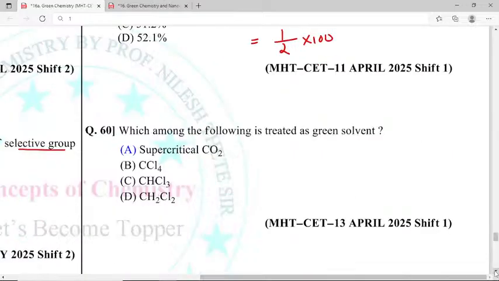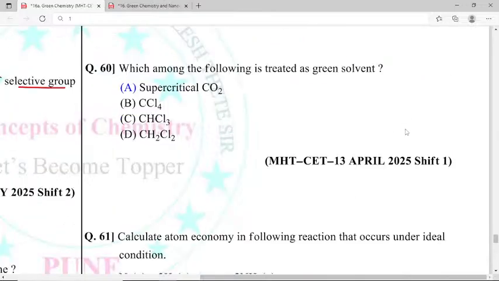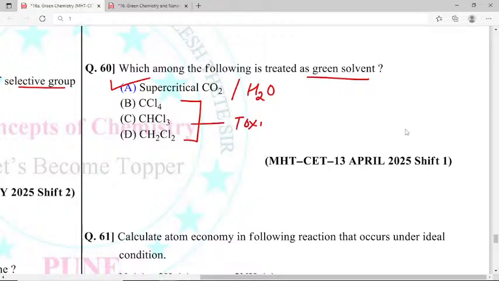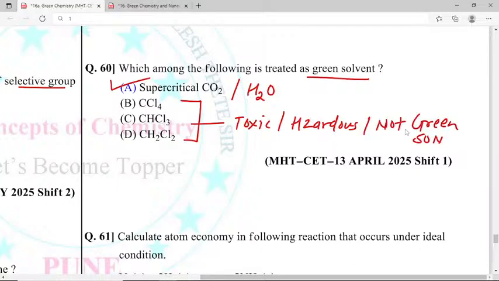Which among the following is treated as a green solvent? Many times this question comes up. Supercritical CO2 and water are green solvents, and the remaining are toxic, hazardous solvents, not green solvents.